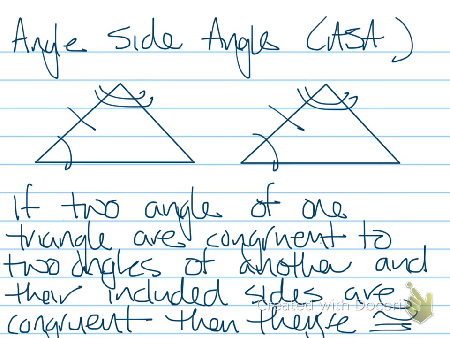Next is angle, side, angle. If 2 angles of one triangle are congruent to 2 angles of another triangle, and their included sides are congruent, then the 2 triangles are congruent. Now, included means between. So the included side for those 2 marked angles would be the side between those 2 marked angles.